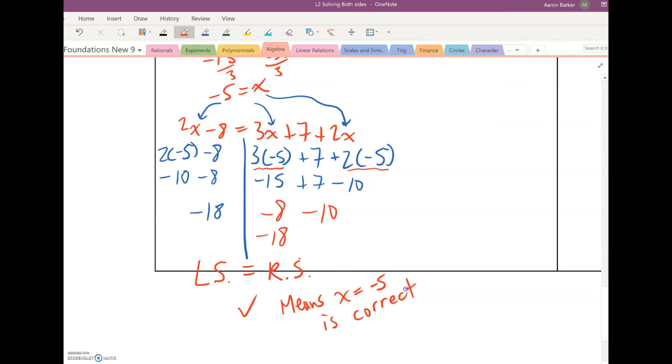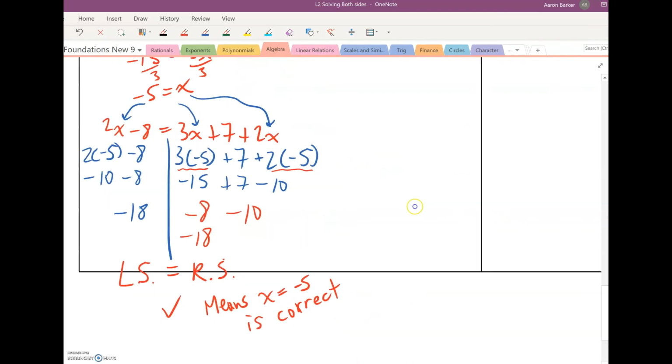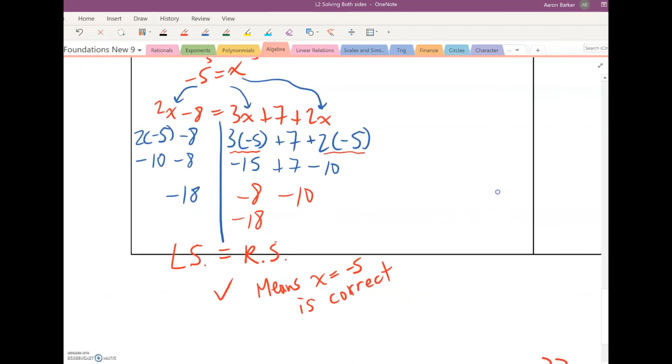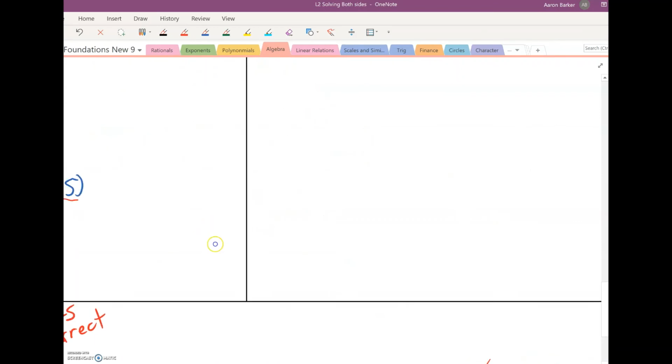Okay, so if you don't get -18 equals -18, if your numbers were different, that means that you would have to go back up and fix this because you didn't get -5. You got something else. Okay, any questions? Shoot me an email or message me.